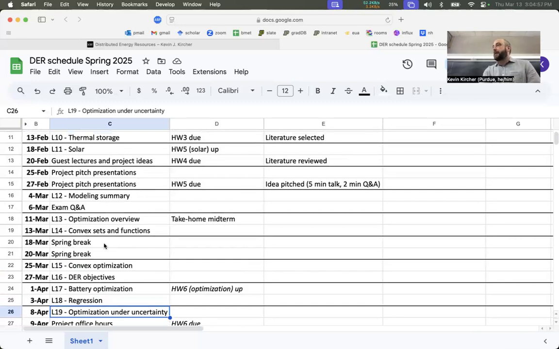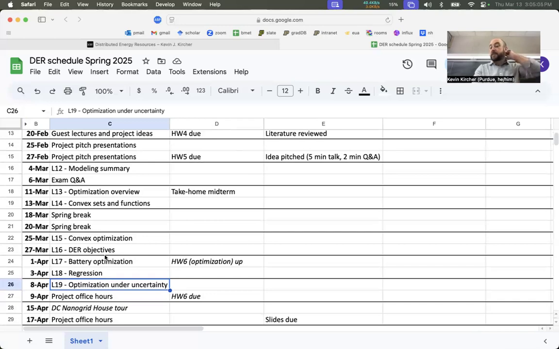So at that point, you will know how to model and physically understand DERs. You'll know a fair amount about energy systems and the economics and policy of energy, and you'll know how to do DER optimization. I'm looking forward to seeing what you do with that knowledge in your class projects.